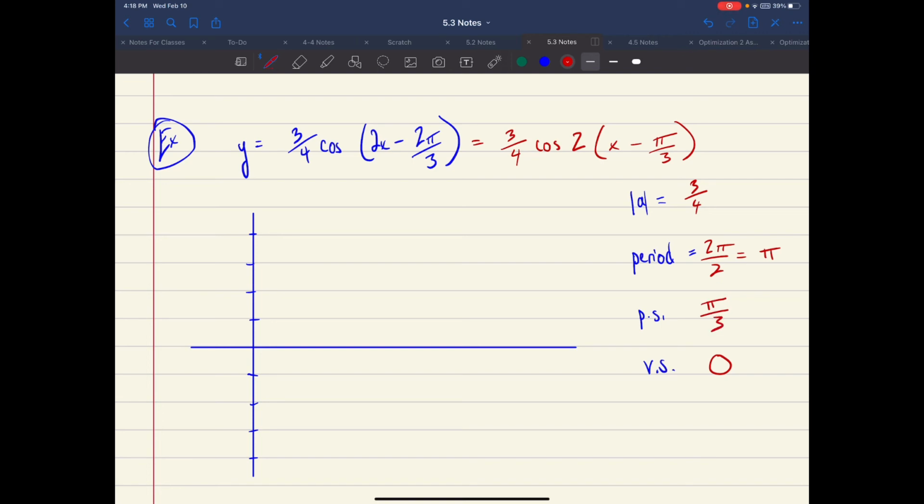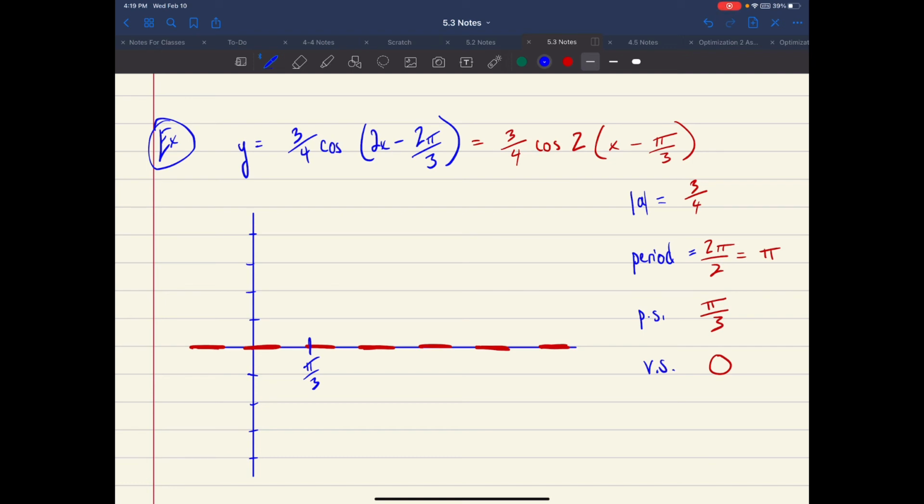So I'm going to graph this. I'm going to start with the vertical shift again, which is on the axis, because it's 0. This is a cosine wave, so it starts at its highest point. Its phase shift is pi over 3, so it will start at pi over 3. Its period is pi. So we need to figure out where it's going to land, because if it starts at pi over 3, I have to add pi to that.